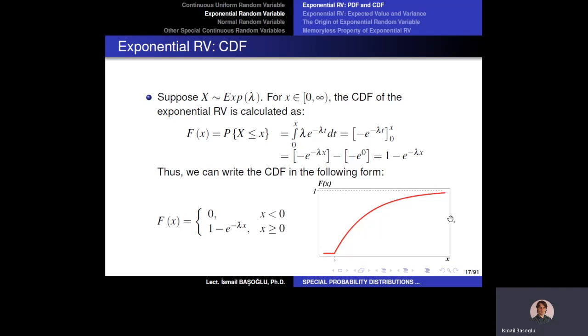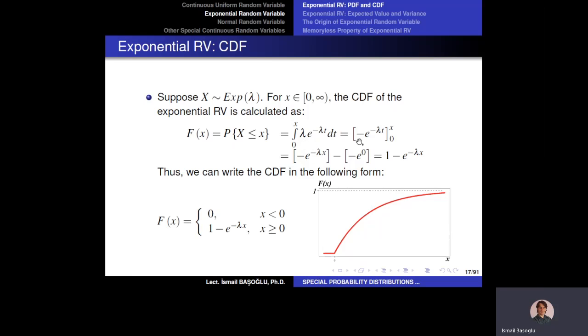And let's compute the CDF of the exponential random variable now. You know, the CDF of a continuous random variable is defined as the probability of that random variable being less than or equal to an arbitrary lowercase x value. In order to determine this probability, we are going to integrate the probability density function from minus infinity to x actually. However, this function, the PDF, admits only 0 values for negative values. So it is a good idea to calculate the integral just from 0 to x.